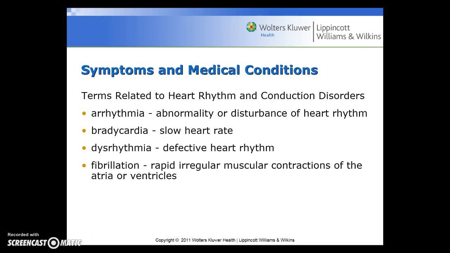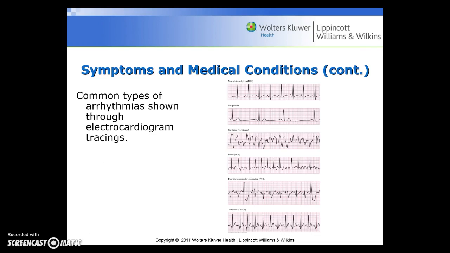These are terms related to heart rhythm and conduction disorders. So arrhythmia is the abnormality or disturbance of heart rhythm. Bradycardia is a slow heart rate. Dysrhythmia is a defective heart rhythm. Fibrillation is the rapid, irregular muscular contractions of the atria or ventricles. And here you can see some common types of arrhythmias shown through electrocardiogram tracings.